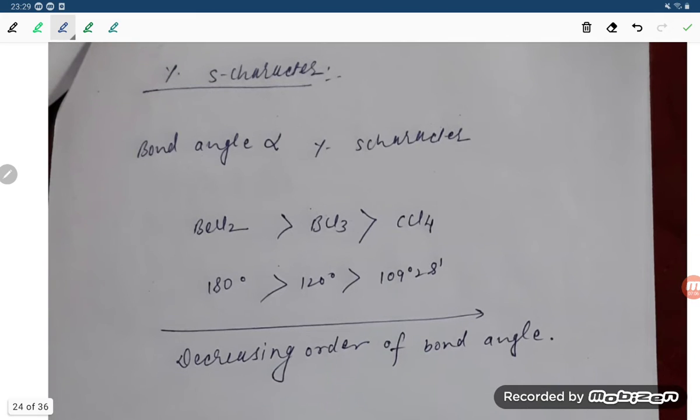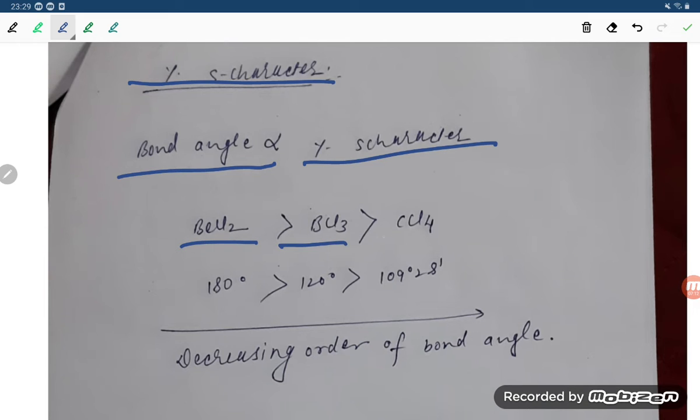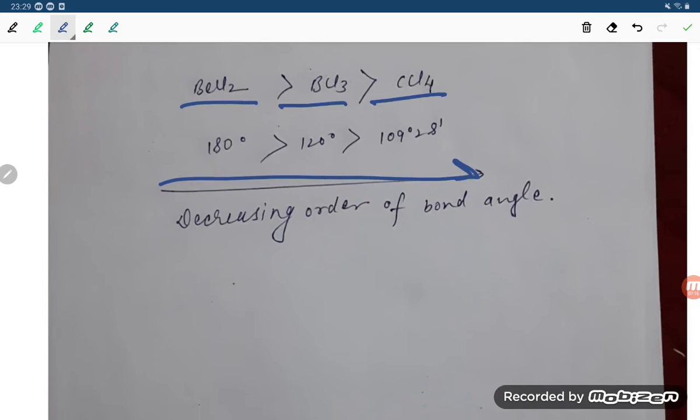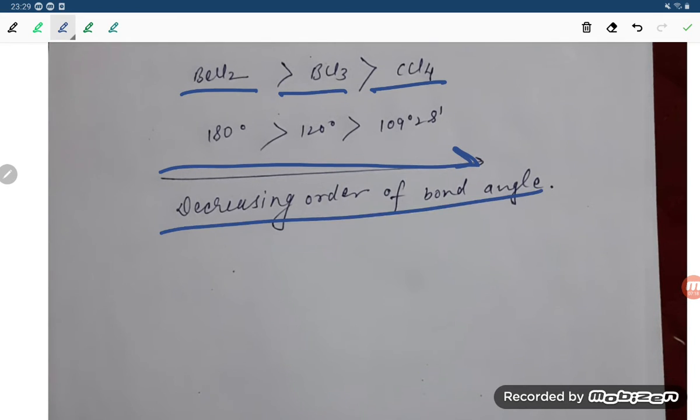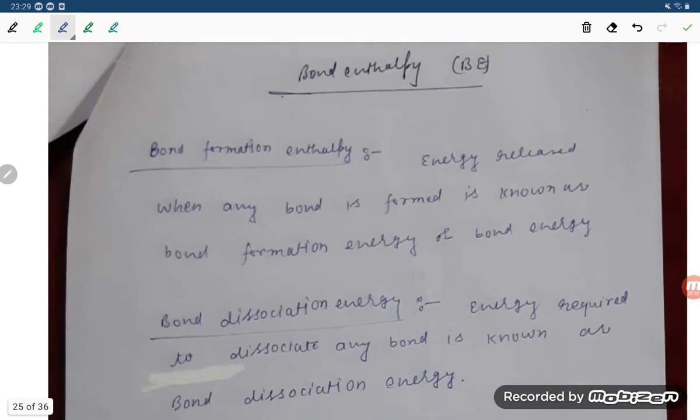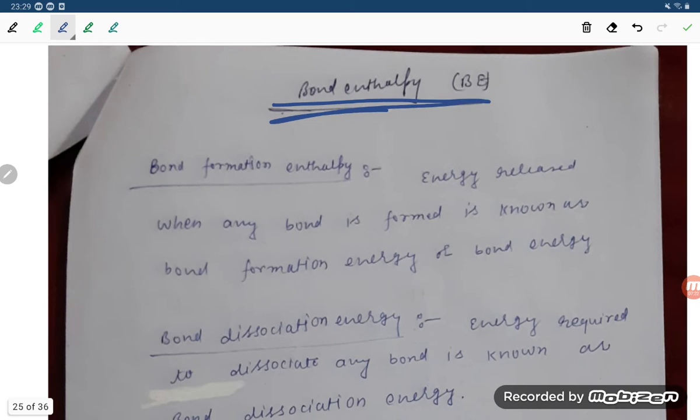Next, percentage s character. Bond angle is proportional to s character. BeCl2, BCl3, CCl4: 180 degrees, 120 degrees, 109 degrees. So this is the decreasing order of bond angle. Okay, next one is bond enthalpy.